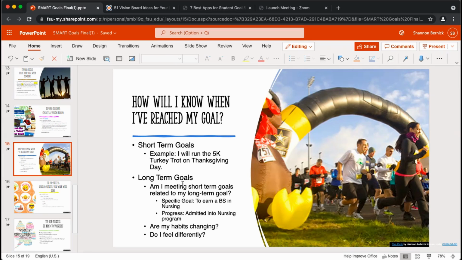So, one thing you can ask yourself is, am I meeting short term goals related to my long term goal? So, perhaps your specific goal is to earn a Bachelor of Science in nursing. And progress towards that goal would be measured by being admitted into a nursing program.